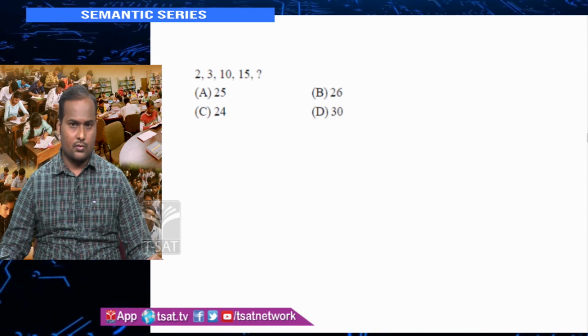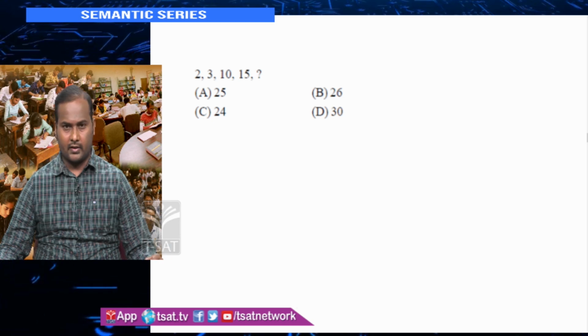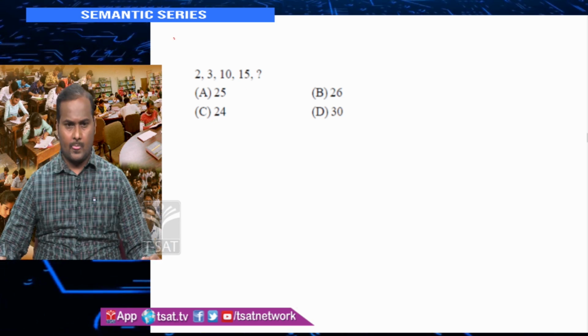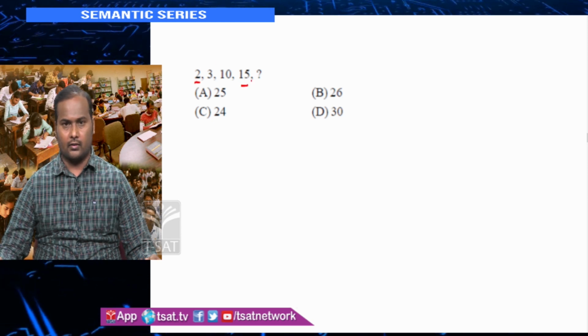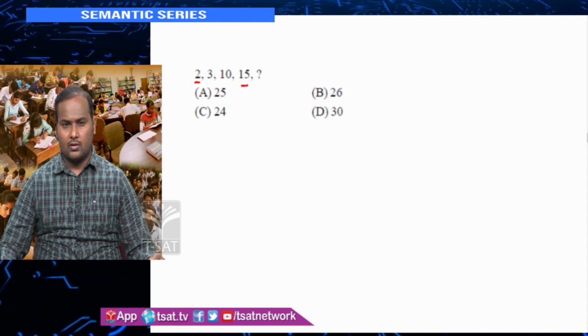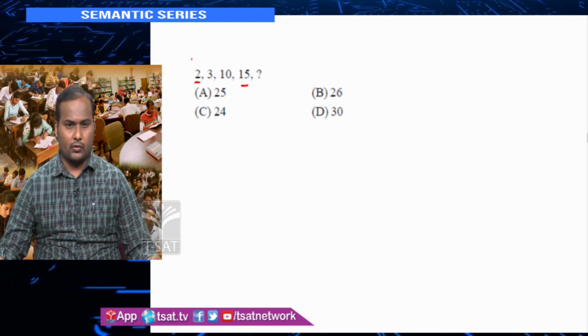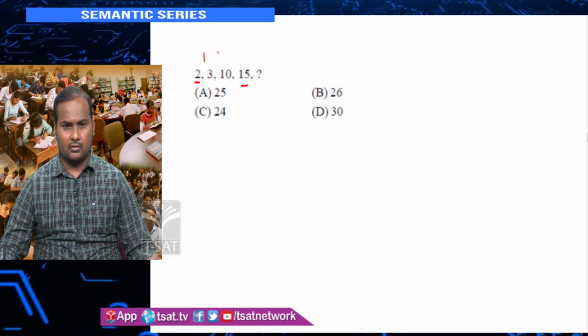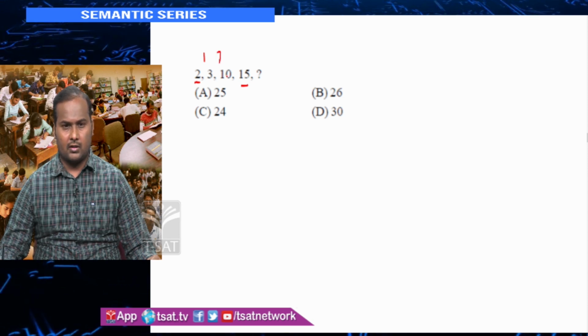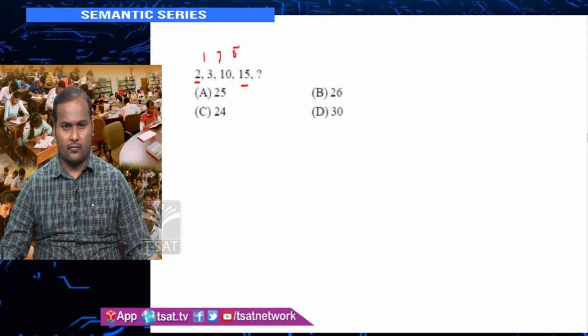In this question, 2, 3, 10, 15. The moment you see this question, the first thing generally anybody will take is the difference, because it is starting with 2 and ending with 15. So, there is not much increase. So, we will take the difference and we will check whether we can do it or not. So, 2, 3, the difference is 1, 3, 10, the difference is 7, 10, 15, the difference is 5.